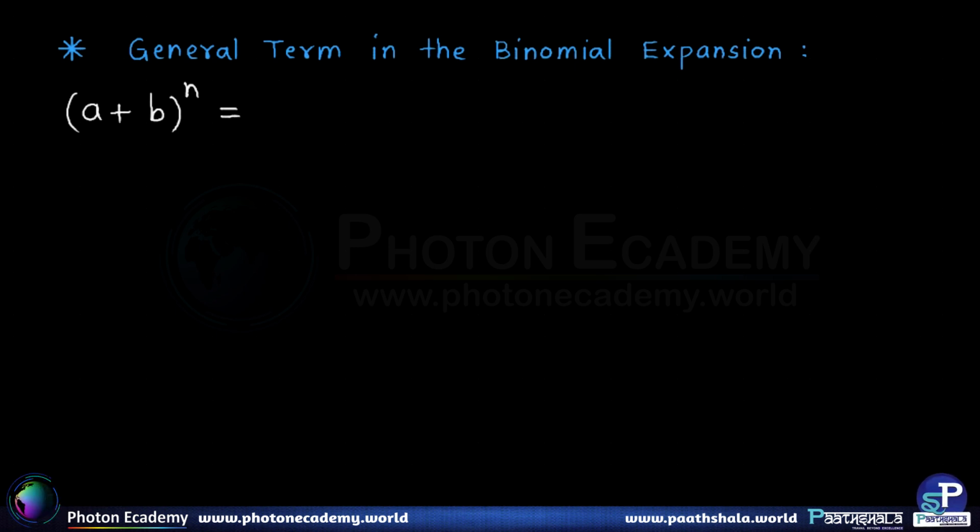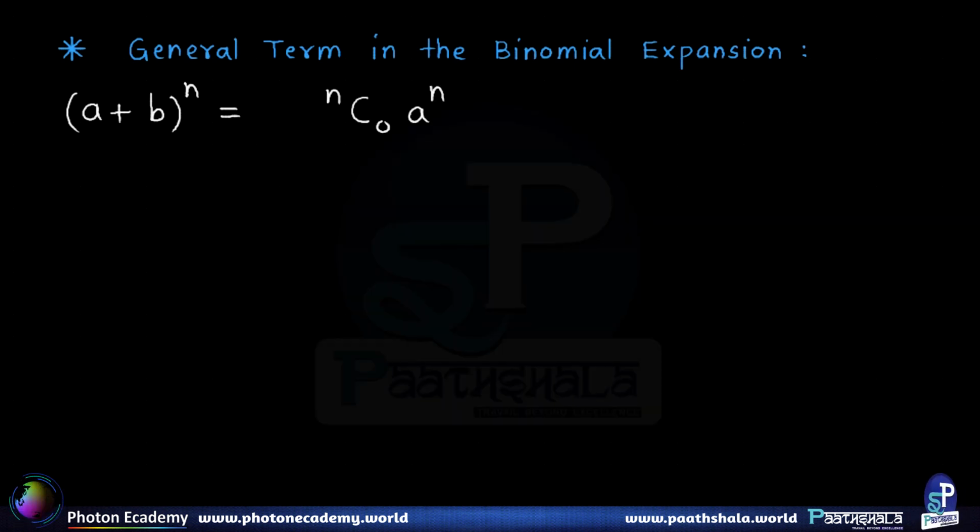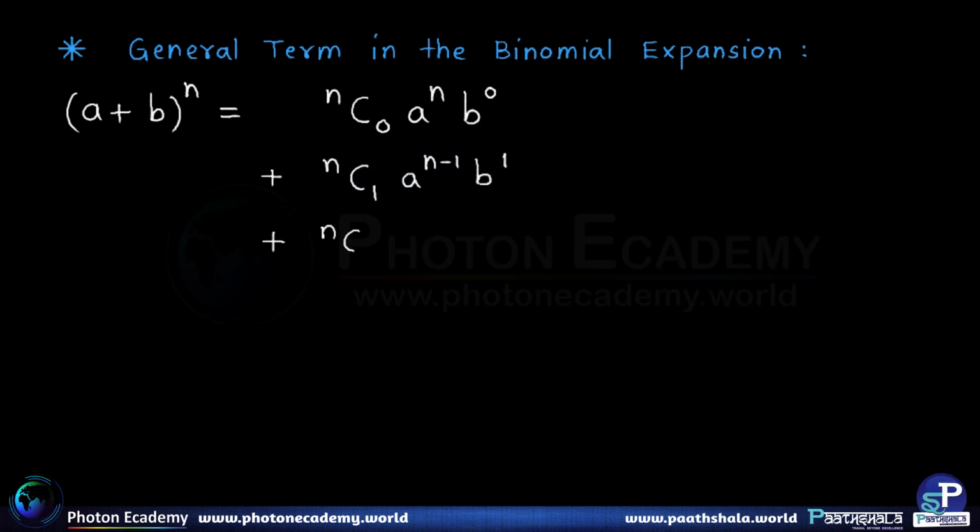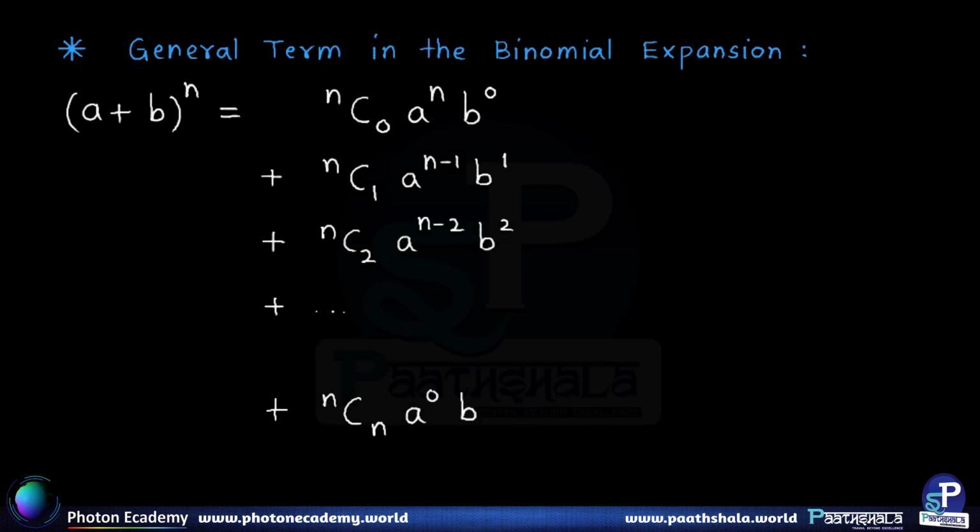We know that the first term is nC0 a raised to n. I will purposefully write b raised to 0 so that we see the pattern. Then the next term is nC1 a raised to n minus 1 b raised to 1, plus nC2 a raised to n minus 2 into b squared, and so on. And lastly we have nCn a raised to 0 and b raised to n.